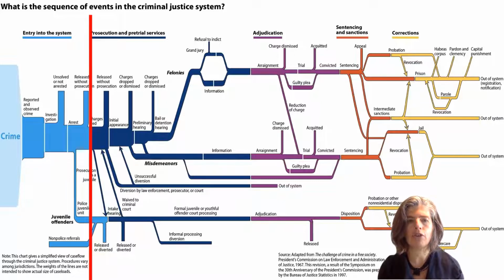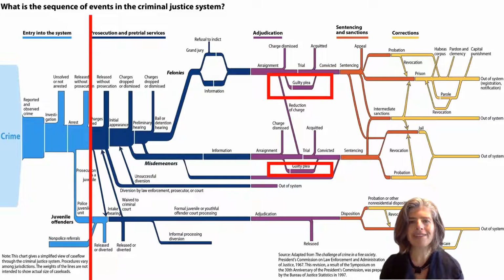We'll be looking at the charges filed and at several of the initial appearances and screens that a case goes through on its way to trial. You will note that when we move over to the purple, to the adjudication process, there is a split between the cases that go to trial and the cases that are being resolved through guilty pleas.